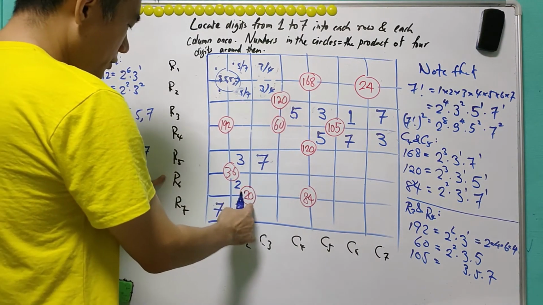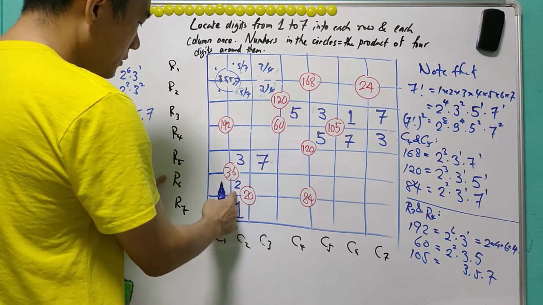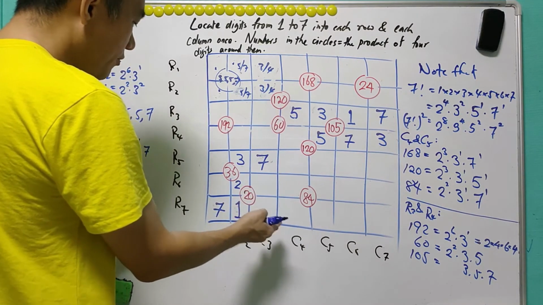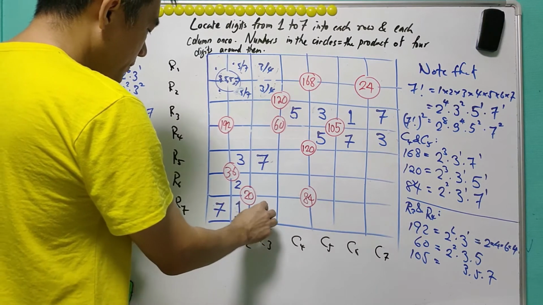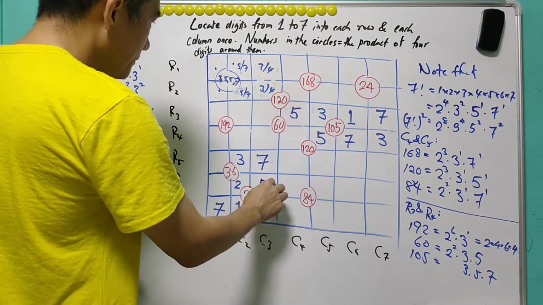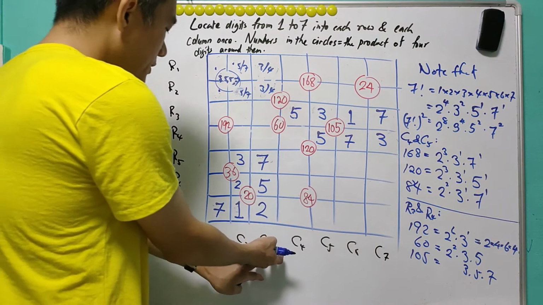Since this is a 2, we consider the number 20, there should be a 10. So there will be 2 and 5. There must be a 2 here and a 5 there. And we look at the column C3.